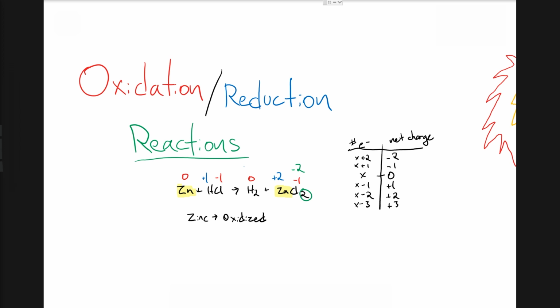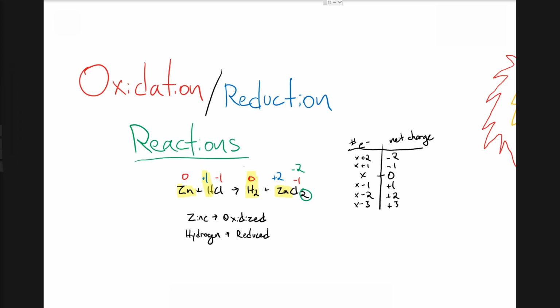Now the other element that we have to look at here, we have to look at HCl, or looking at our Cl. So Cl went from -1 to -1. Oh, so Cl didn't change. Okay, so what did change? Well, let's see, what else do we have? Well, we have hydrogen right here. Hydrogen was at +1, and now it's at 0. So what happens if your net positive charge decreases? Yeah, if your net positive charge decreases, then your number of electrons increased. So hydrogen was reduced.